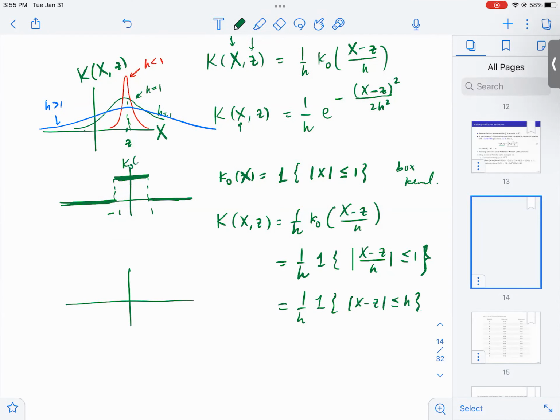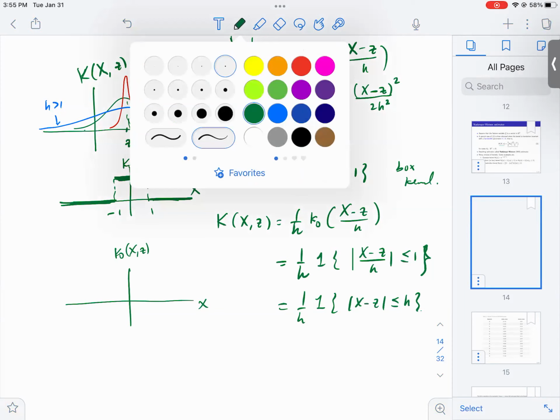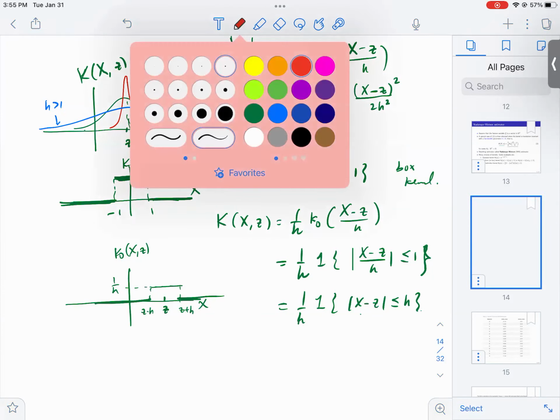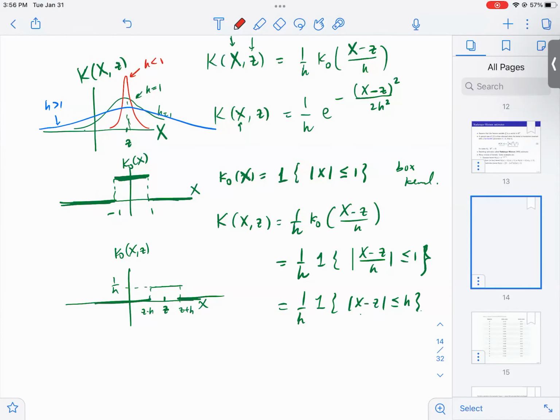Okay, so what it is doing is, that would be k naught of x, z would look like, around z, so the center would be z. And if x minus z is less than or equal to h, so it's like z plus h, z minus h, it's going to be 1 times 1 over h. So it could be like, for example, 1 over h here, right? And then 0 elsewhere. So if h is small, then 1 over h is going to be large, and then this interval will be small. So it would look like this.